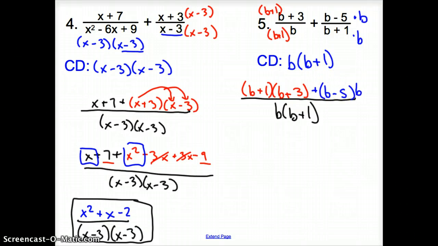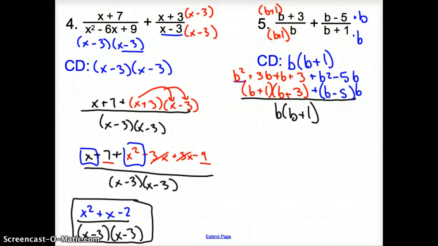Now it's going to test all your math skills. Let's FOIL this out, distribute this out to come up with b squared, and then plus 3b plus b, and then this times this plus 3, and then also we have to distribute that b, so it's going to be plus b squared minus 5b. Finally, let's go ahead and clean this up.